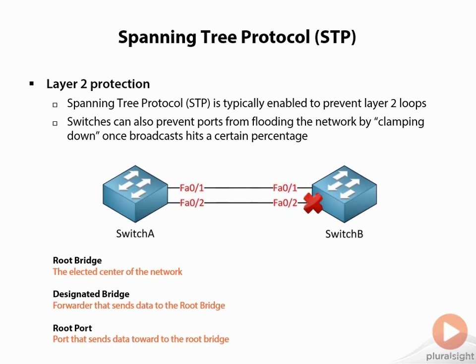So what happens is we have an election that takes place. The root bridge gets elected. The root bridge is the center of that network. The designated bridges, or the designated bridge, are forwarders that send data to the root bridge. And then the root port is the port that sends data toward the root bridge. And if we didn't have the ability to shut down the non-necessary ports, we would just get loops all over the place. Now, it doesn't mean those other paths aren't available. It just means they're not active.